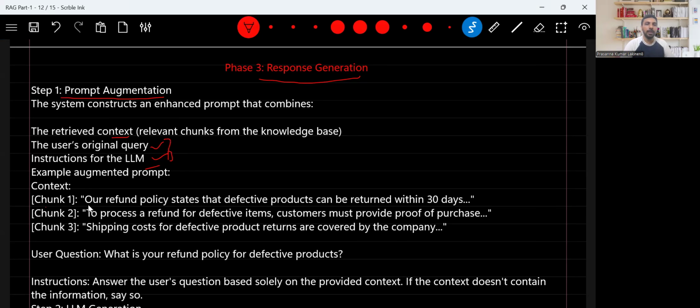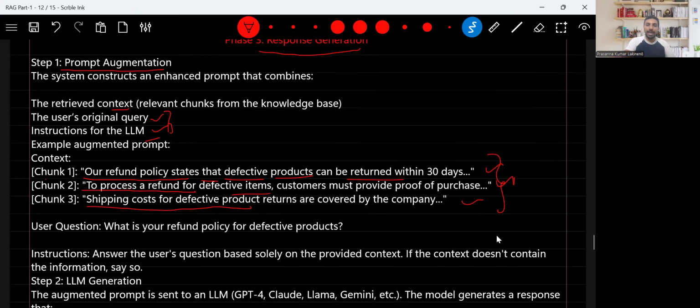So here, suppose we have taken the context chunks from the database. Our refund policy states that defective products can be returned within 30 days. To process a refund for defective items, customers must provide proof of purchase. Shipping costs for defective product returns are covered by the company. So these are the context vectors which I have retrieved from the vector database.